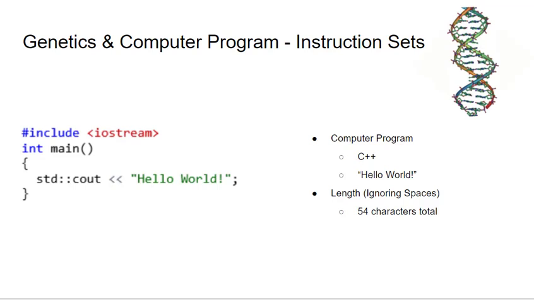Genetics and computer programs. They're both instruction sets for creating something. We're taking a look at a very simple bit of code here, written in C++, that says, hello world. And if we consider how many characters had to be typed to get this code, ignoring the spaces, it's about 54 characters.